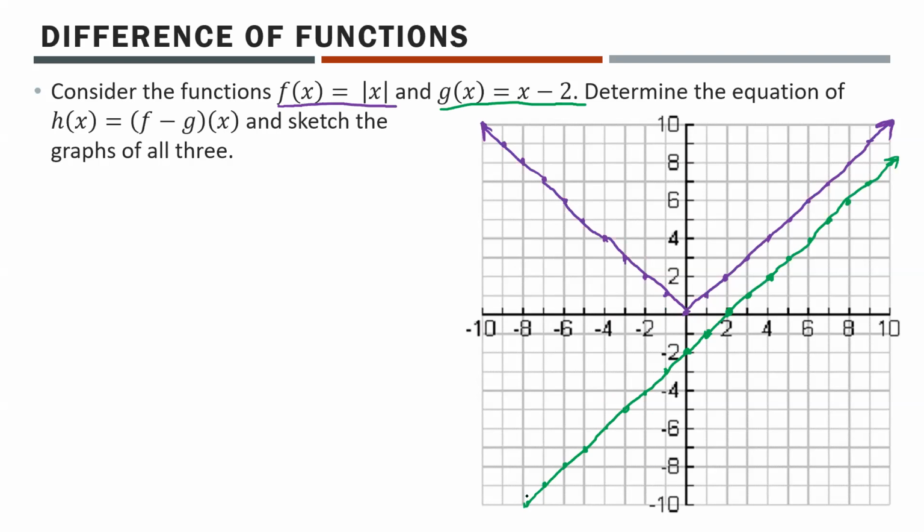And we're good to go. Okay, so I'll switch colors now. We'll do blue for h of x. Notice h of x is f minus g of x, so we're actually subtracting this time around, okay?